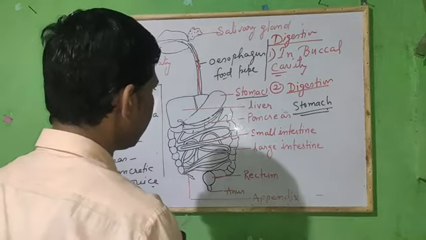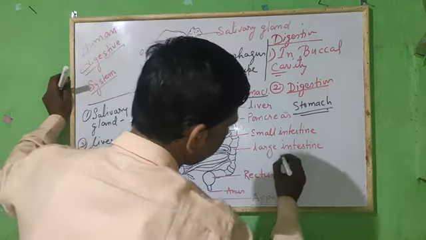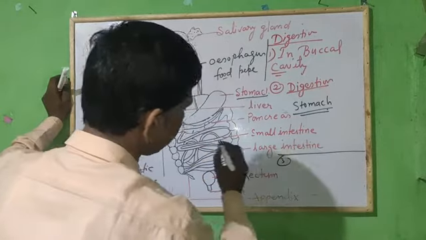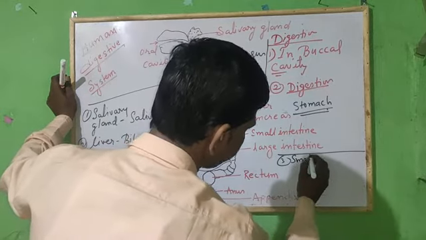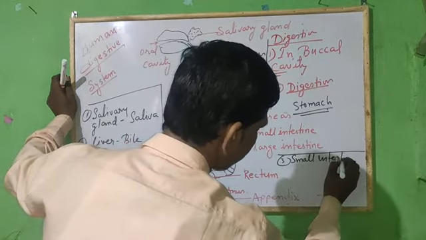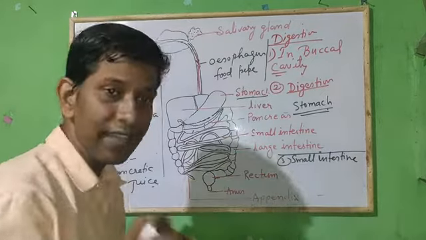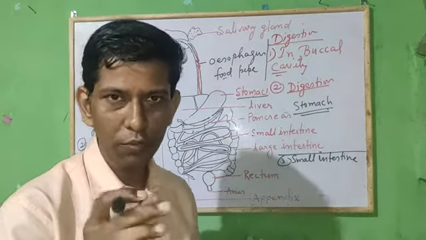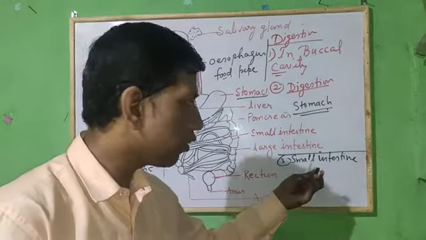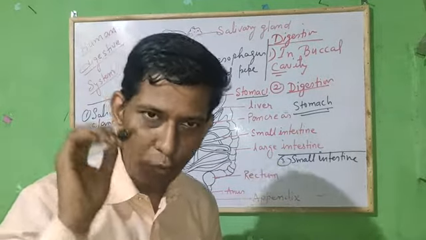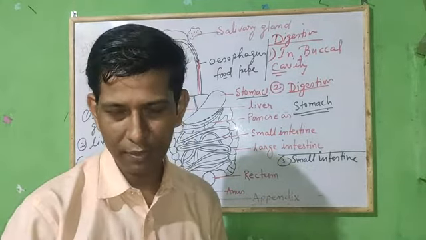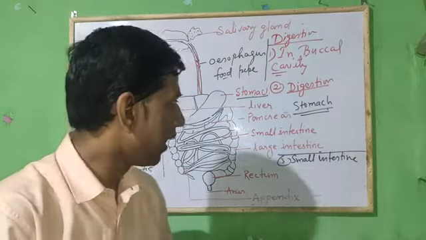You can see that is the third part, the small intestine. The small intestine is regarded as the site of absorption of the food. The small intestine is the place in the digestive system where the final digestion takes place.